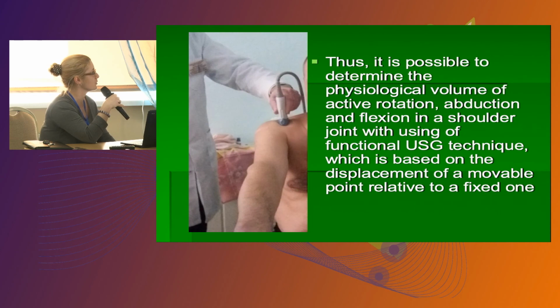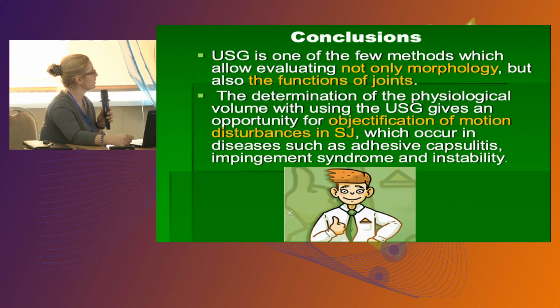The physiological volume of active rotation, abduction and flexion in shoulder joint with using a functional UCG technique is based on displacement of the movable point relative to a fixed one. The result of our examinations is that UCG is one of the few methods which allow us to evaluate not only morphology but also the function of shoulder joints.